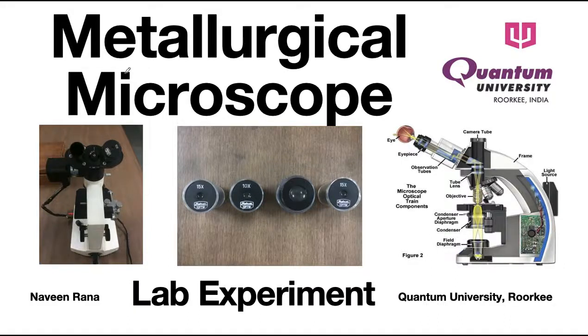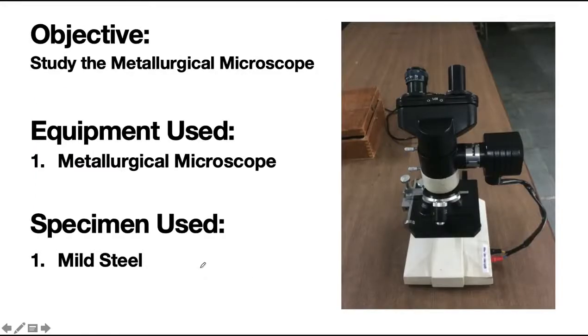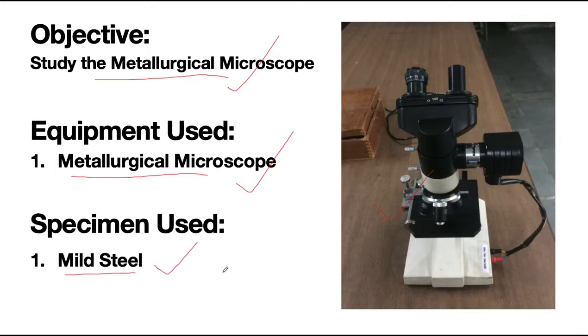Hello students, in this video we will be learning about the basic principle of a metallurgical microscope. So let's get started. Our objective is to study the metallurgical microscope. We are using one of the metallurgical microscopes which is available in our lab. At the end of this video, we will also see the microstructure of a mild steel specimen through this metallurgical microscope.